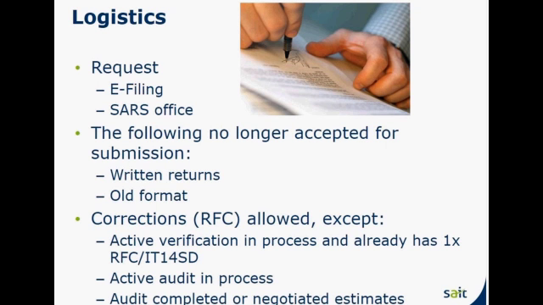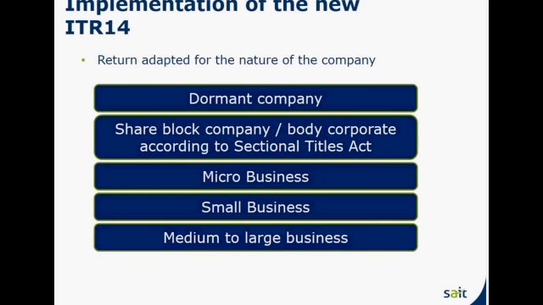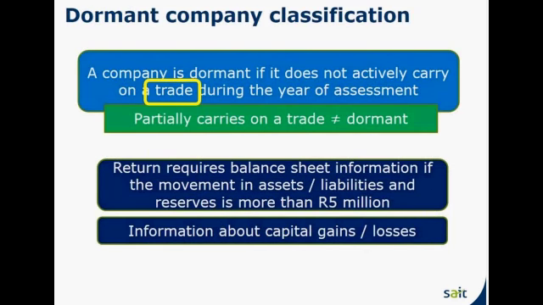The first category that we're going to be looking at is the dormant company classification, and specifically for purposes of this form, SARS classifies a company as a dormant company if that company did not carry on a trade actively during the full year. If a company carried on a trade and stopped trading during the year, then that company is not going to be classified as a dormant company. So it must be a company that didn't trade for the assessment year that you're looking at.